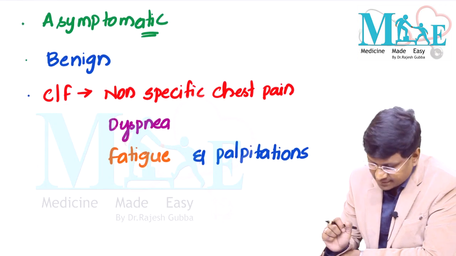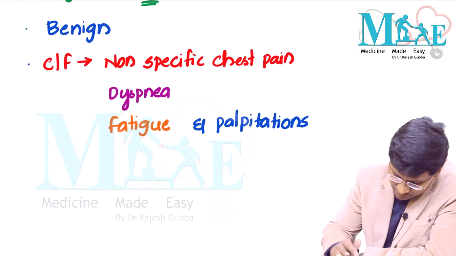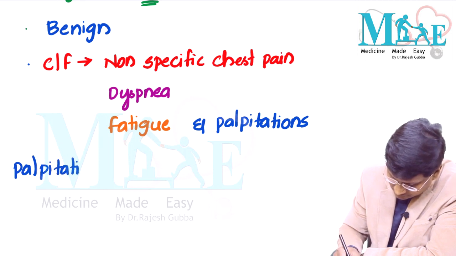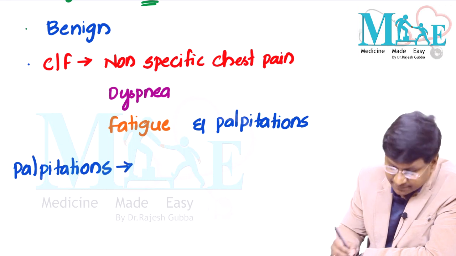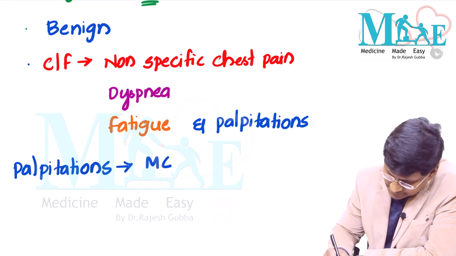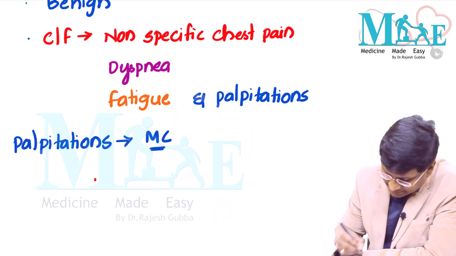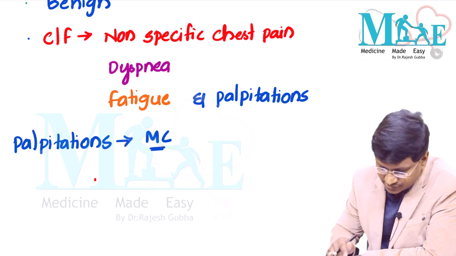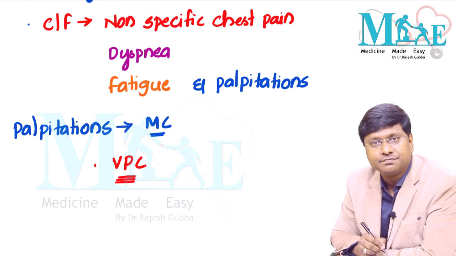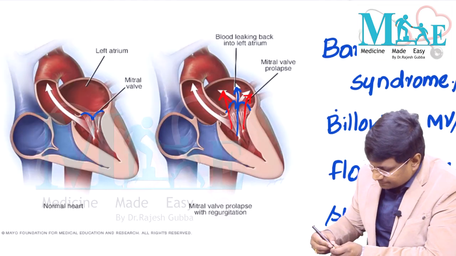Now let me take up one particular symptom and discuss why they will have it. First, let me discuss the palpitations. One of the most common symptoms you come across in patients with mitral valve prolapse is palpitation. This is the most common presenting symptom. Now, why do you get these palpitations? The reason is that these individuals have ventricular premature beats. Now, let me explain why they have these ventricular premature beats.